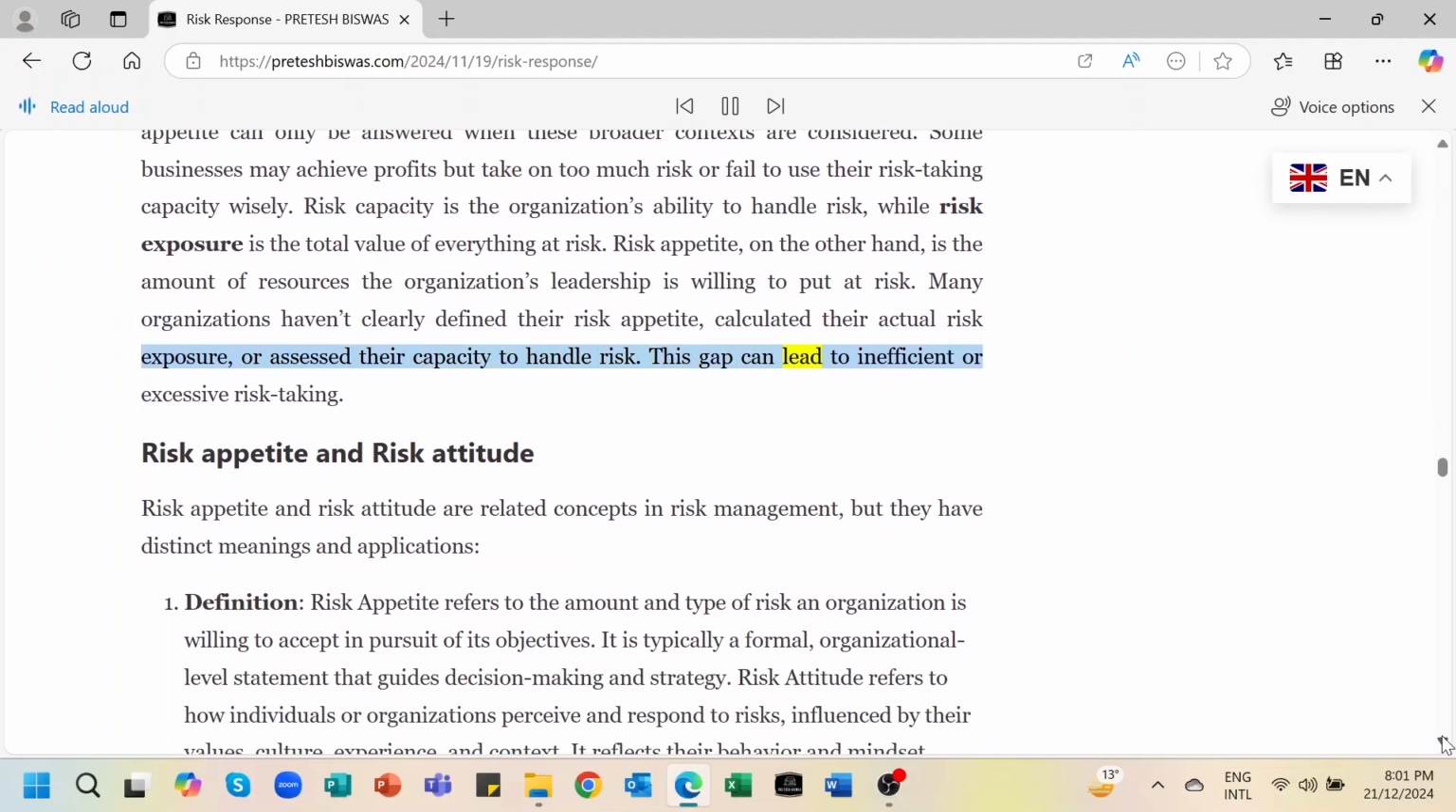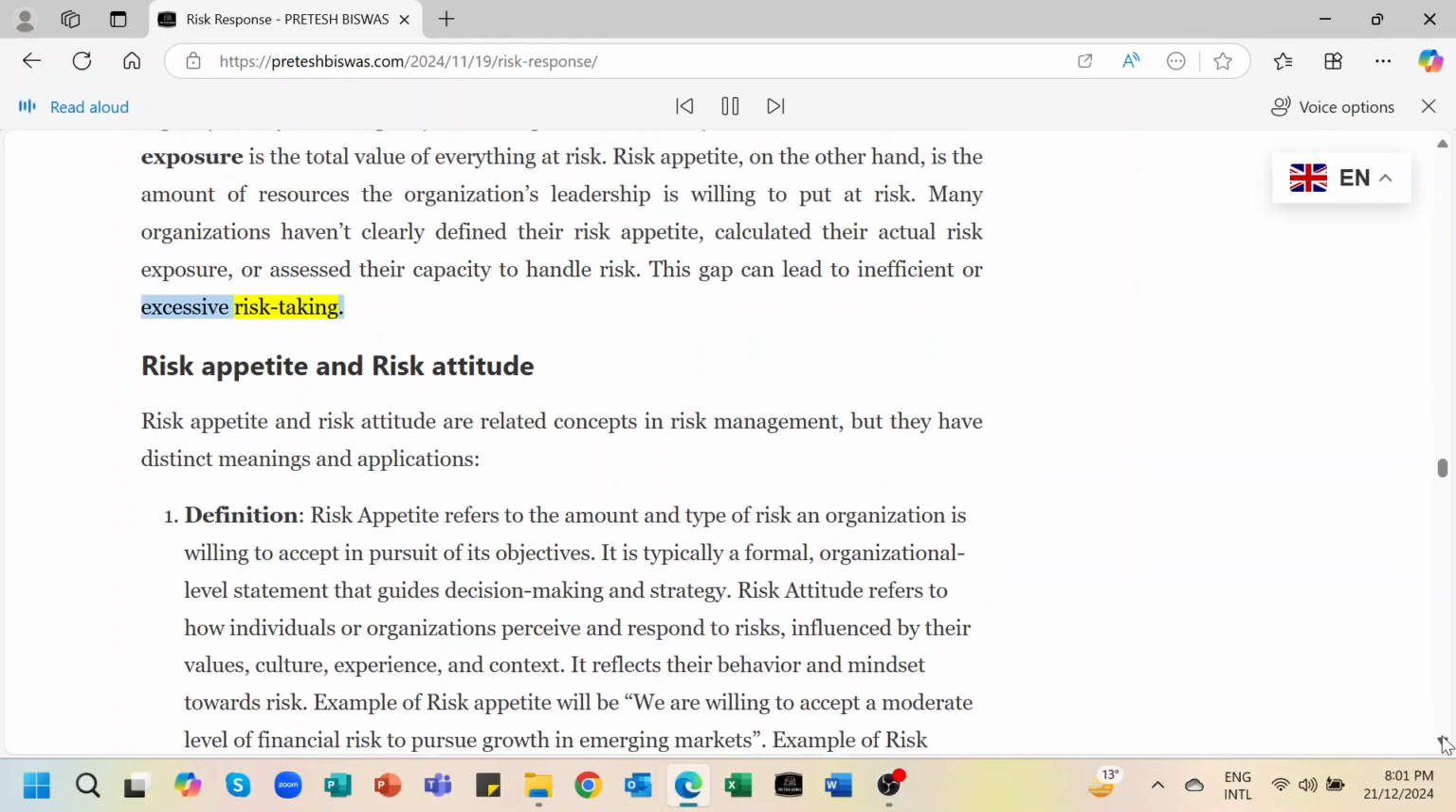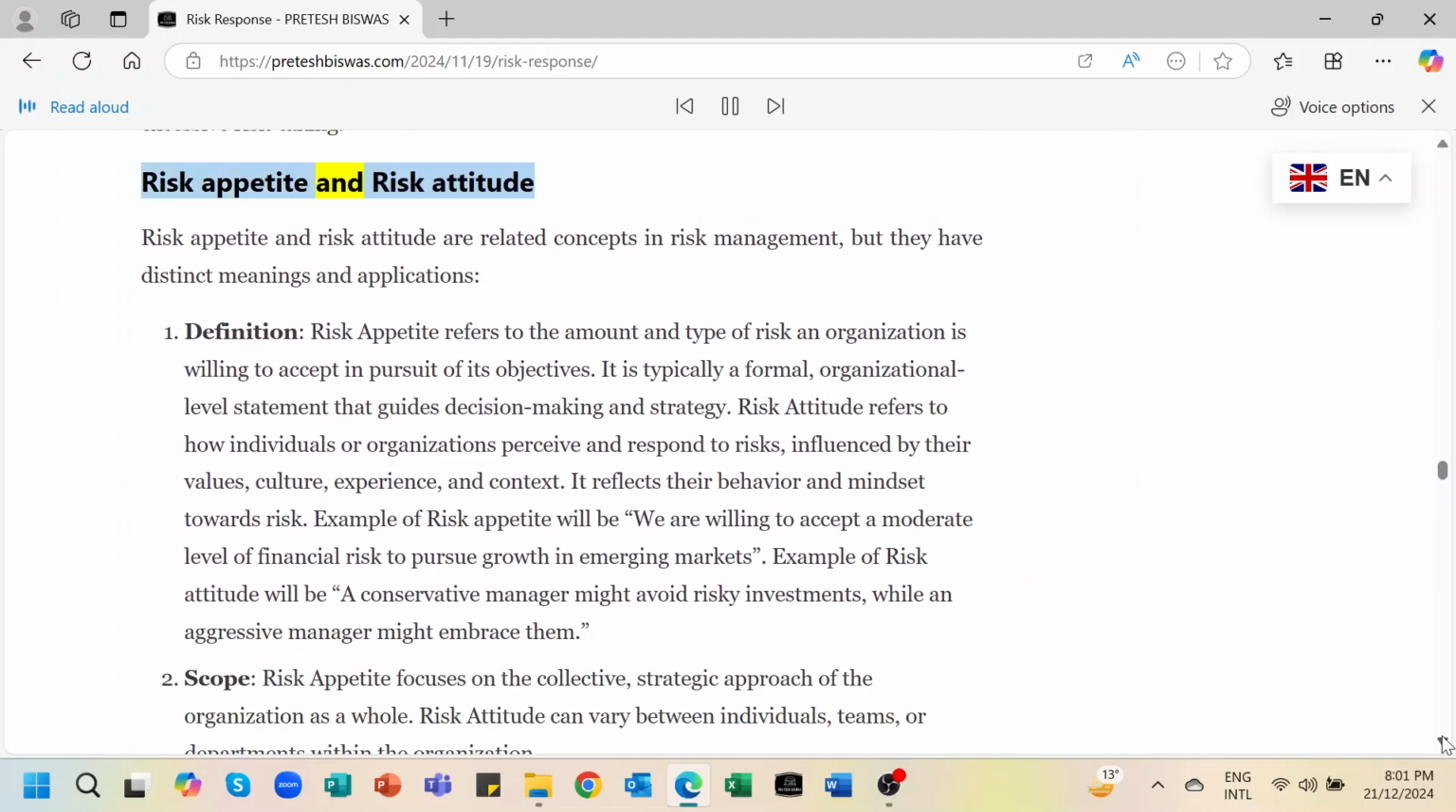This gap can lead to inefficient or excessive risk-taking. Risk appetite and risk attitude. Risk appetite and risk attitude are related concepts in risk management, but they have distinct meanings and applications. Definition: risk appetite refers to the amount and type of risk an organization is willing to accept in pursuit of its objectives. It is typically a formal, organizational-level statement that guides decision-making and strategy.